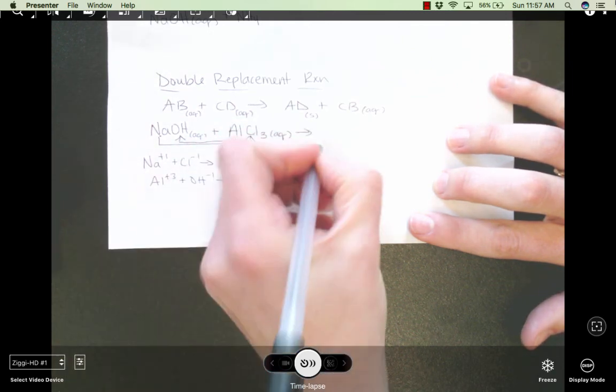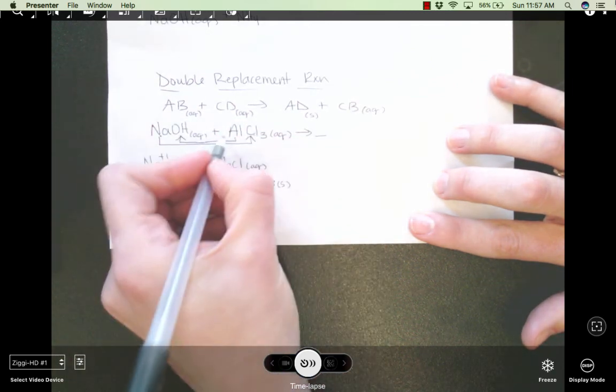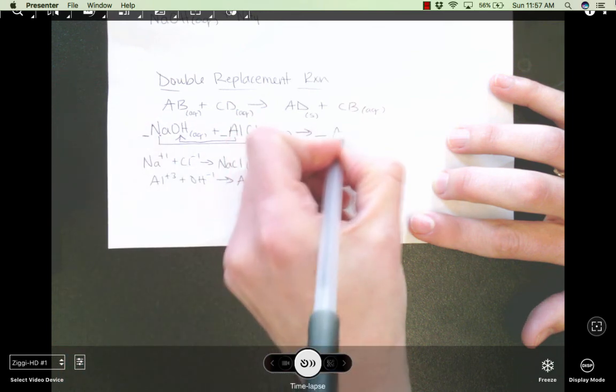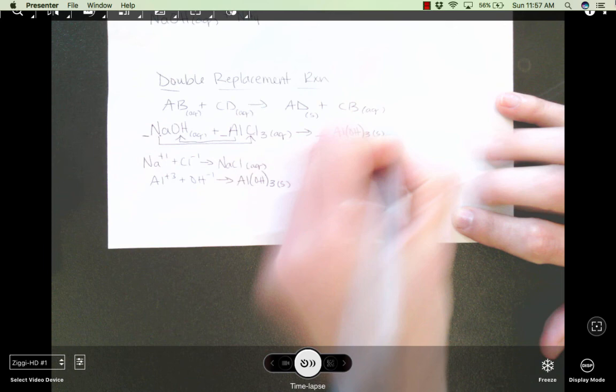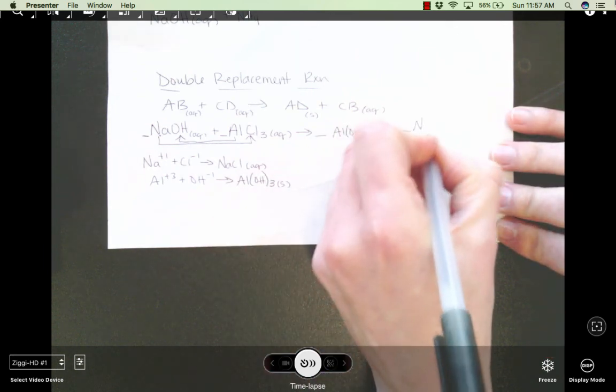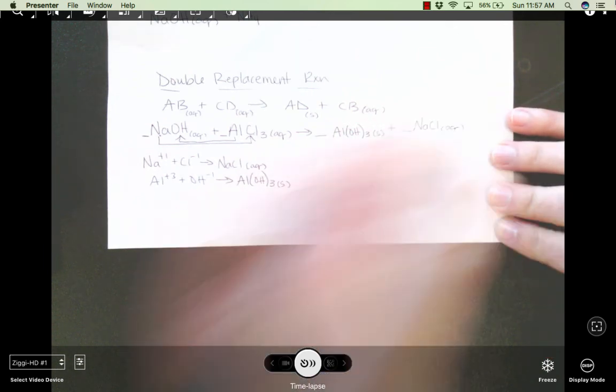So AD is going to be aluminum hydroxide as a precipitate, and then sodium chloride as aqueous. So that's my CB.